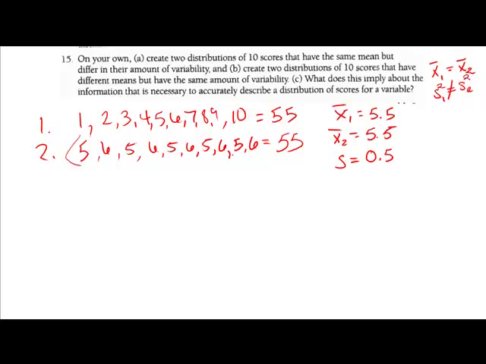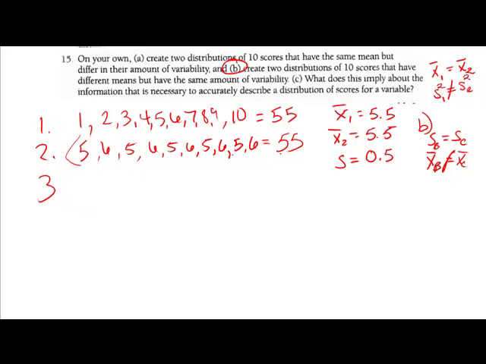Now, if I want to do B, B says create 2 distributions of 10 scores that have different means but have the same amount of variability. All right, well, let's call B here, we'll use 2 and 3. So for B, the variances need to be the same for groups B and C, sorry, standard deviation. But the mean of B and the mean of C have to be different. Okay, well, I can do this.